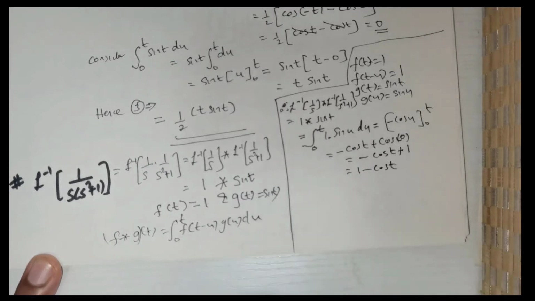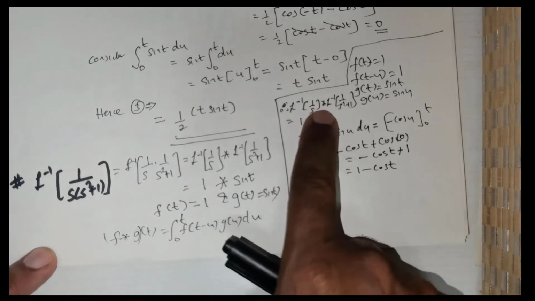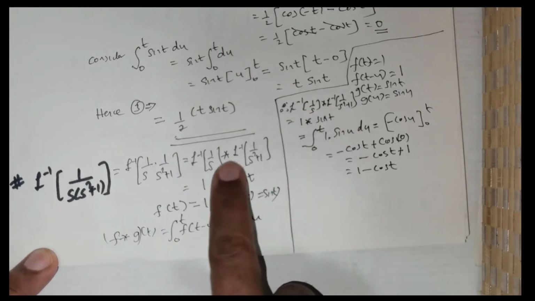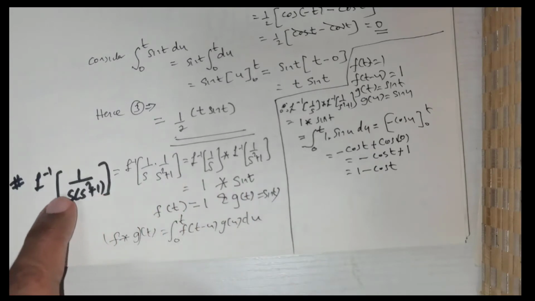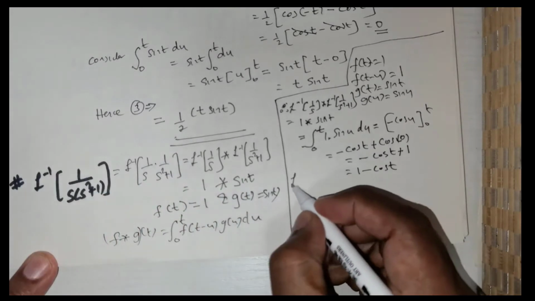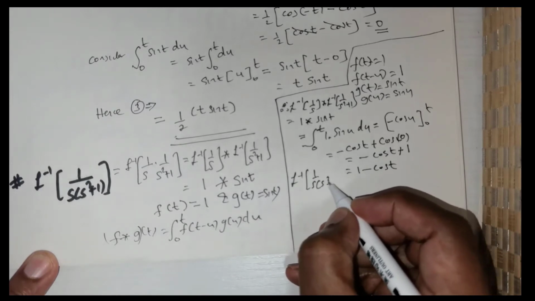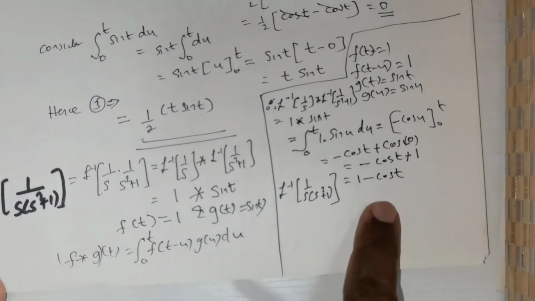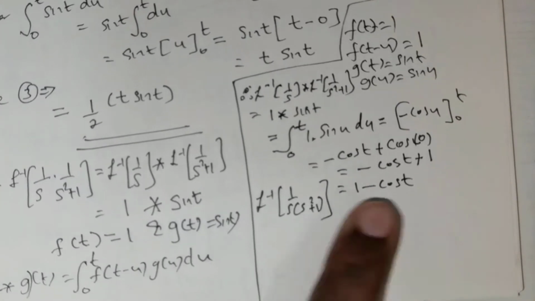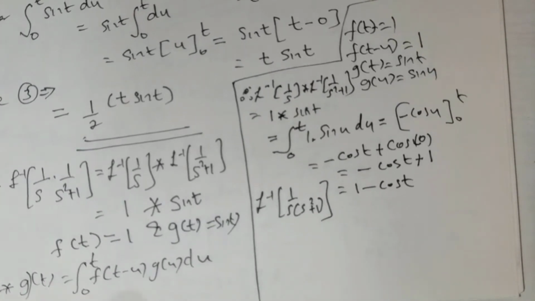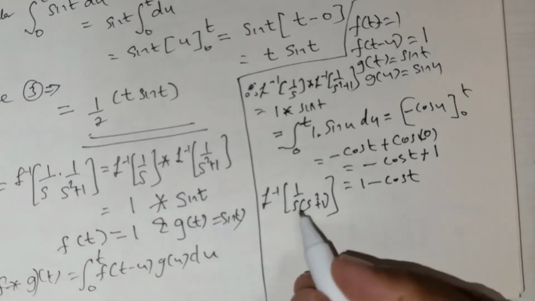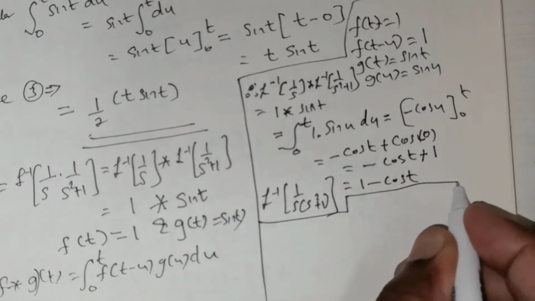So what is this? This is this, but what is this? This one is actually the original function. So this is going to be Laplace inverse of 1 over s times (s squared positive 1). This I did solely by convolution. So simple.